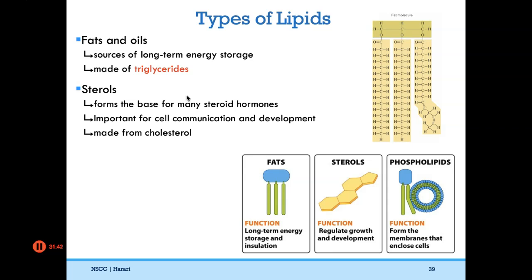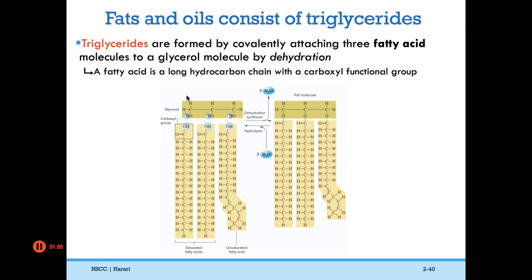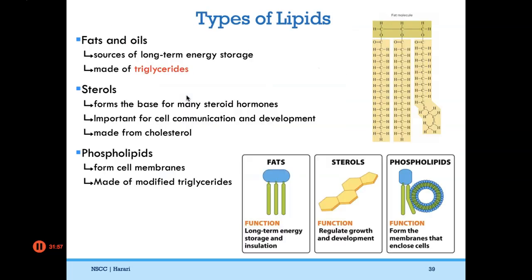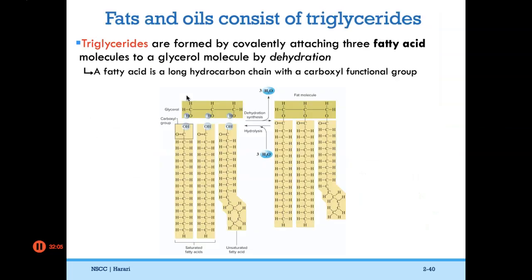So cholesterol is a type of lipid. And then we'll talk about phospholipids, which make up cell membranes. Phospholipids look a lot like triglycerides, but they're a little bit modified. And then the book talks a little bit about waxes. I'll talk about waxes in a couple of slides, but they're not as biologically important.